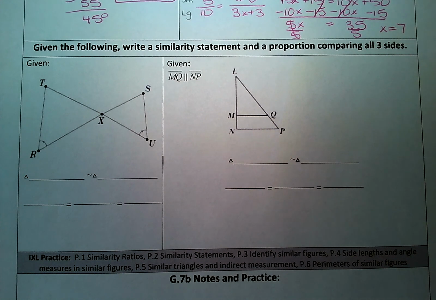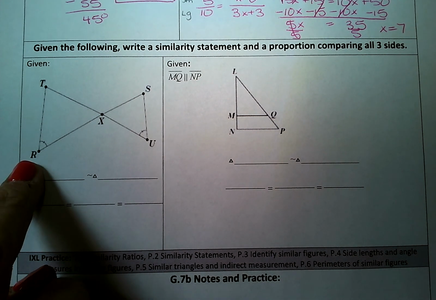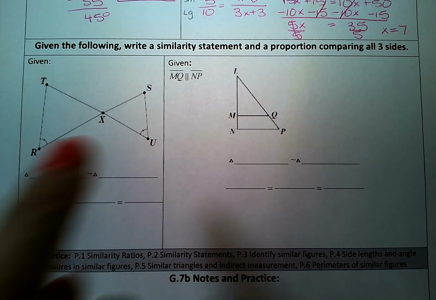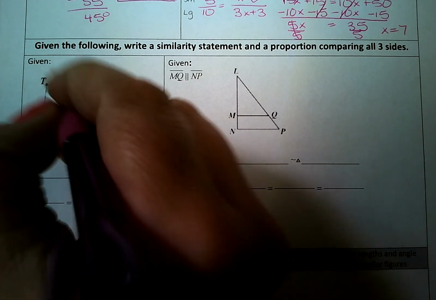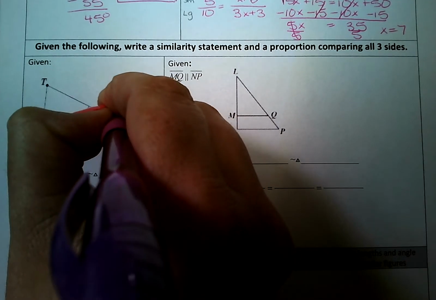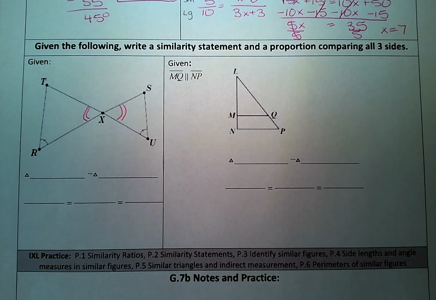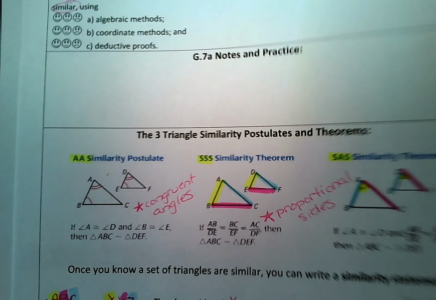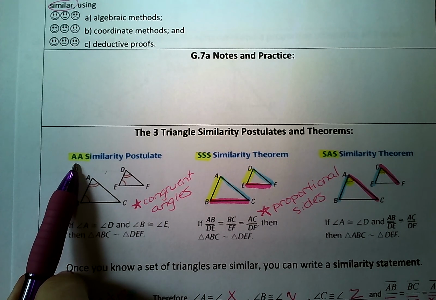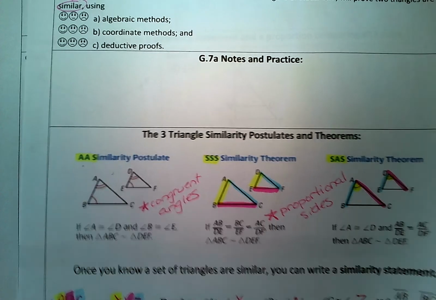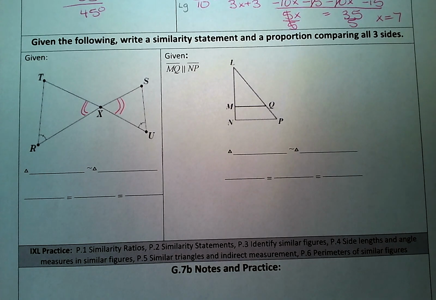We know that angle R is congruent to angle U by the picture. I also know there's a set of vertical angles in there. So I know that two angles are congruent. That's enough for me to know that these triangles are similar. Remember, two angles is enough to know that the triangles are similar. I'm going to write up my statement here.